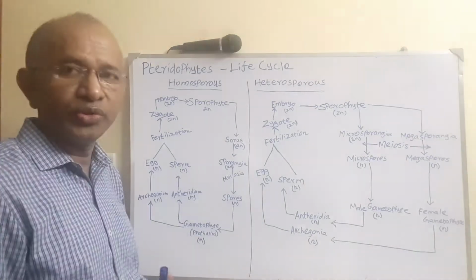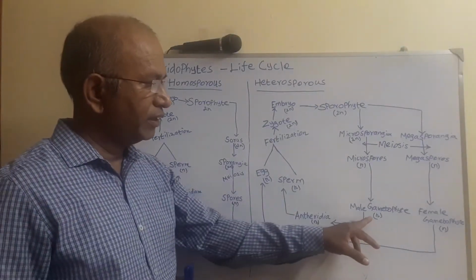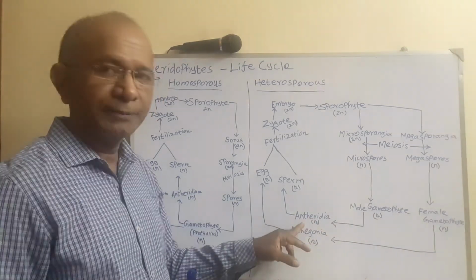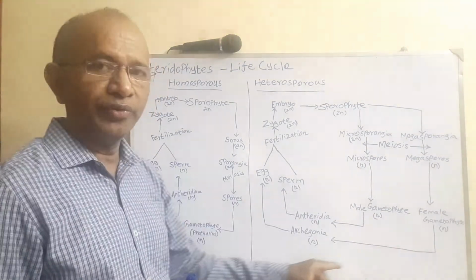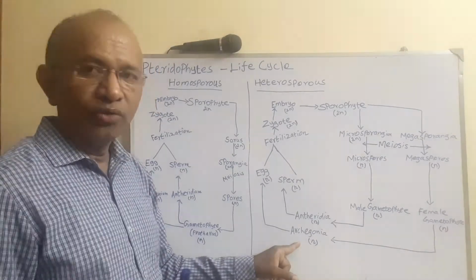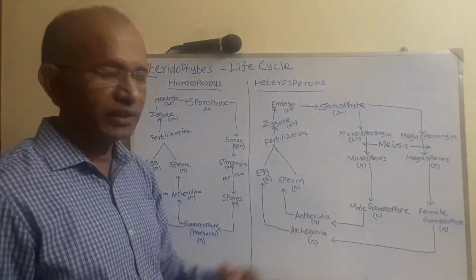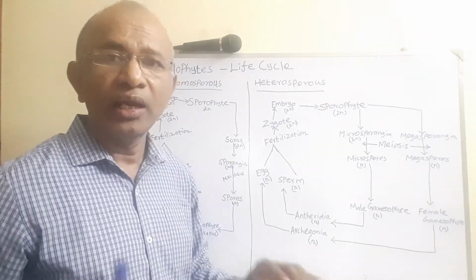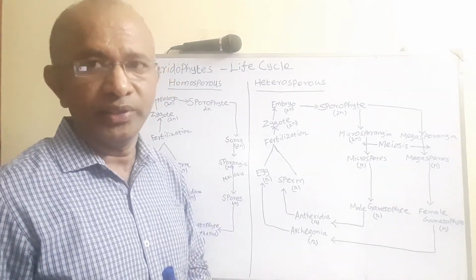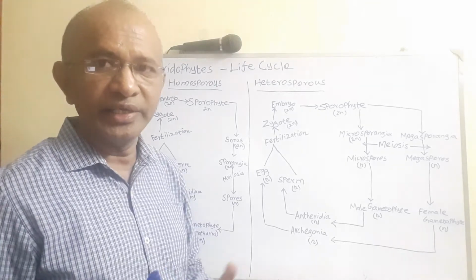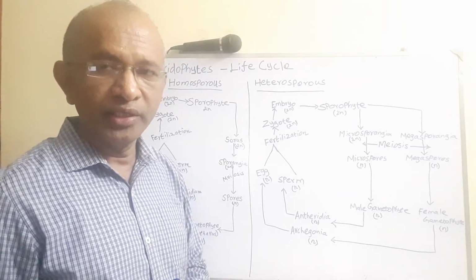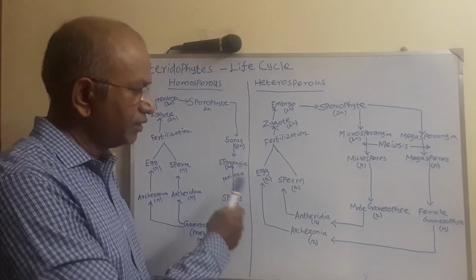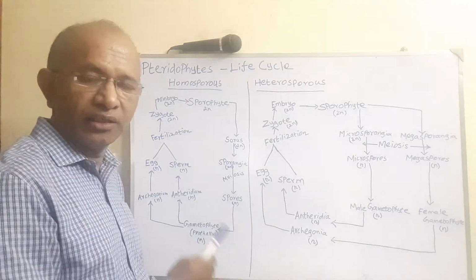Okay, now we go to the heterosporous. So the male gametophyte produces the antheridia and the female gametophyte produces the archegonia. So now we can see here the gametophytes are dioecious. There is a separate male gametophyte and a separate female gametophyte. So it is dioecious in nature. Rest of the things are going to be the same as in the homosporous.